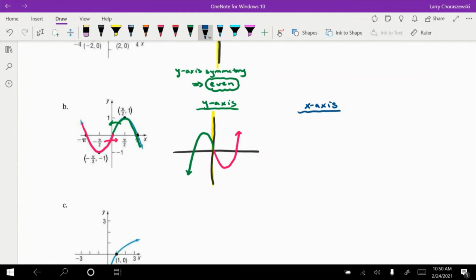Sine functions are always odd provided there's no horizontal or vertical shifting. So as long as there's only like a period change, then they would be odd.